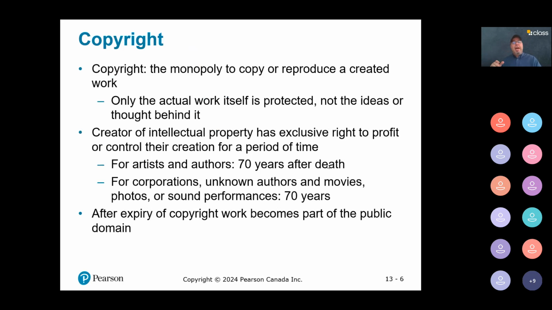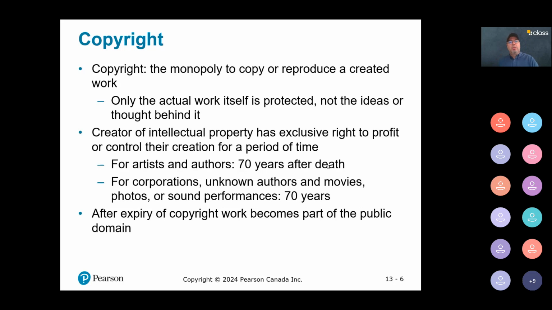After you come up with a book, after you come up with a draft. Your idea about a picture is not protected, but the picture itself. You don't need to publish, but you need to take the picture. You need to record, you need to perform. So the actual work will be protected by copyright.